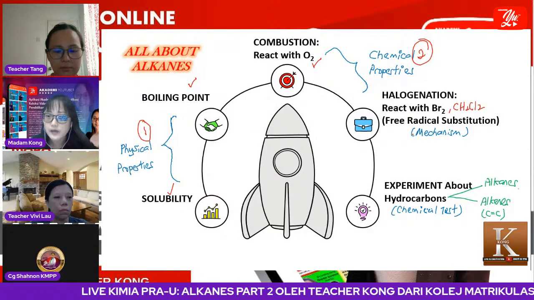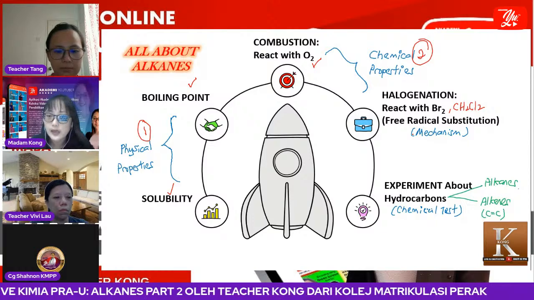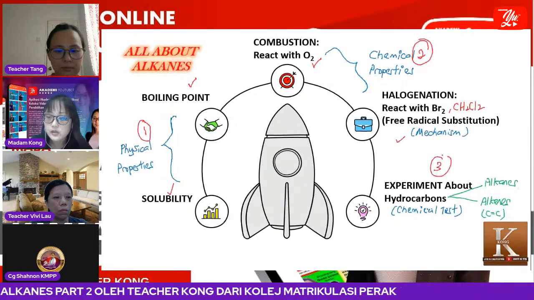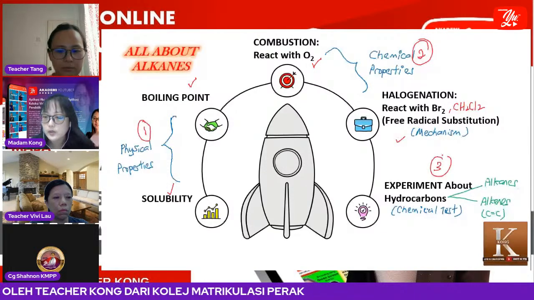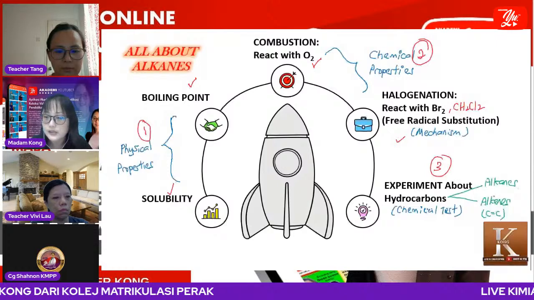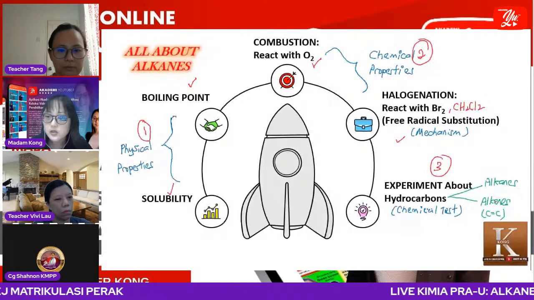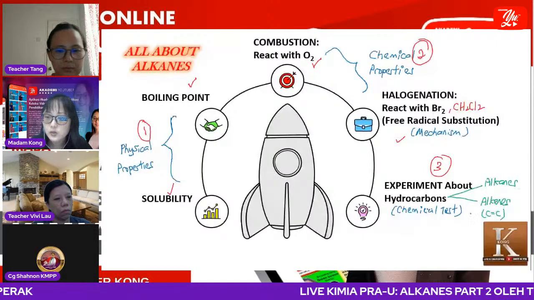The third part of today's lesson is about experiments on hydrocarbons. As we know, hydrocarbons include alkane and alkene. Alkene has a carbon-carbon double bond. So how are we going to differentiate these two hydrocarbons?